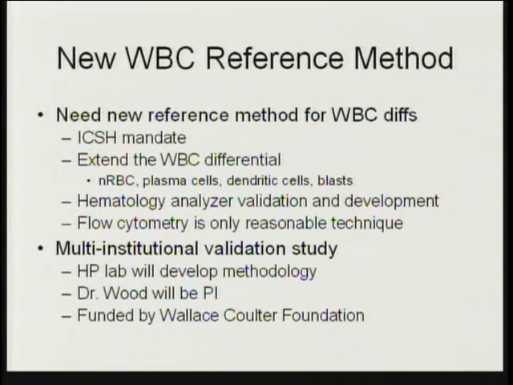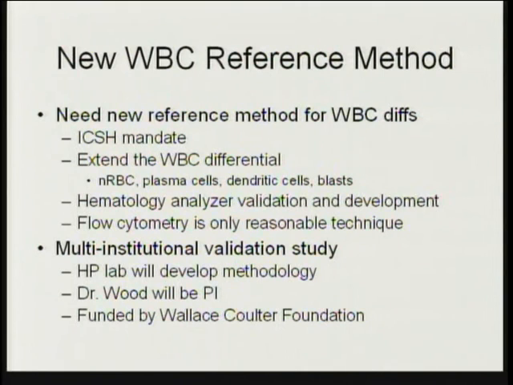Another opportunity that's arisen in this regard is to develop a new reference method for doing white blood cell differential enumeration. So currently, the standard methodology for evaluating white cell differentials, if you're doing instrument evaluations in the laboratory or by instrument manufacturers, is a manual 400 cell diff off of a smear. And it's been that way for quite some time. Very tedious, very time consuming, also relatively inaccurate.